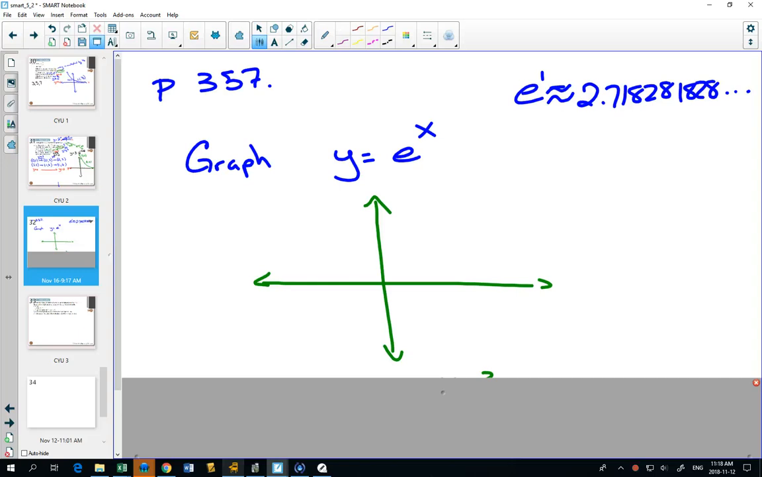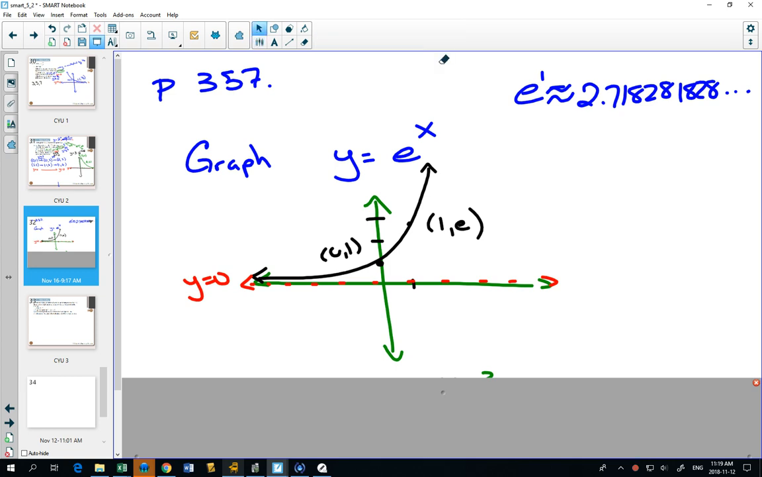2.718. And so when graphing it, you're going to have the point 0, 1, just like normal. And then you're going to have the point 1, 2.718, which we'll just label as 1, E, and estimate where 2.7 would be. Because it's going through those two points, it's going to swoop up. You still have your asymptote at y equals 0. And this is the graph of e to the x. That's it.